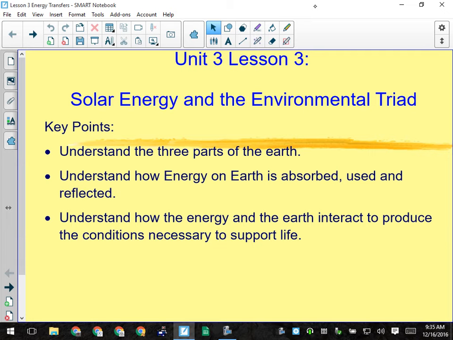Obviously, the solid part, the lithosphere, is solid. It's not going to change shape. It can't move around, things like that. The water is obviously fluid, but doesn't touch everywhere. The atmosphere is even more fluid than water. Gases are more fluid than water. They can change shape easily. They can move easily. So the bulk of our energy transfers and absorption occurs in the atmosphere.